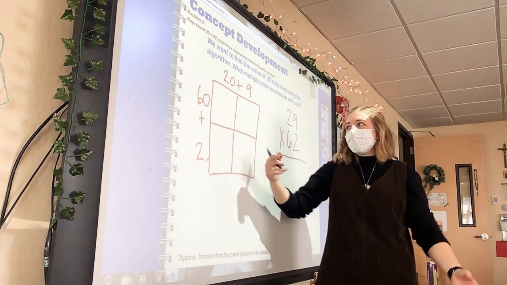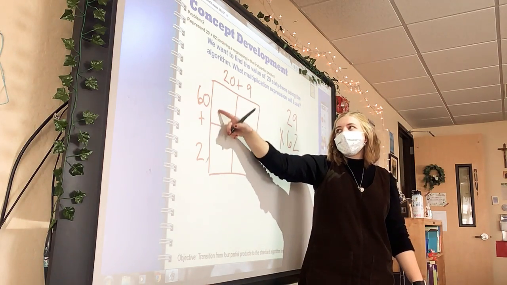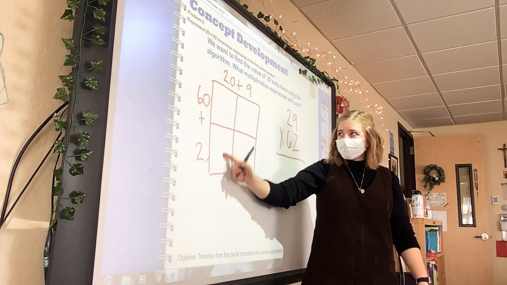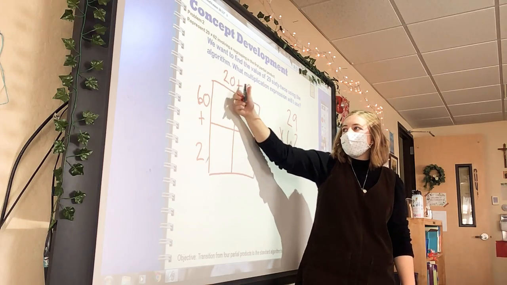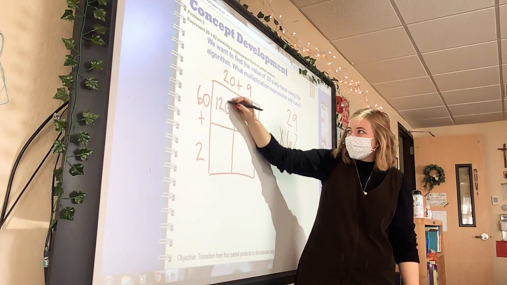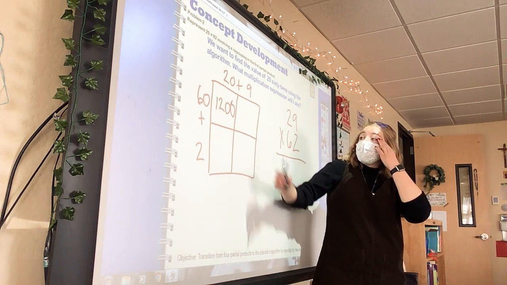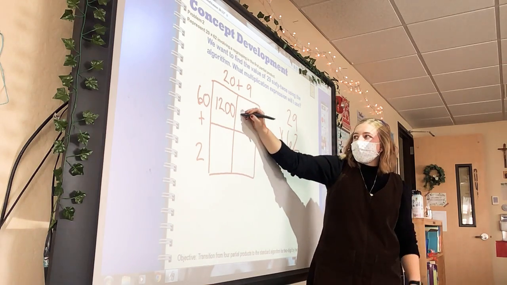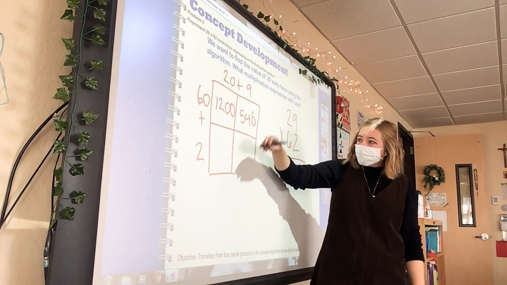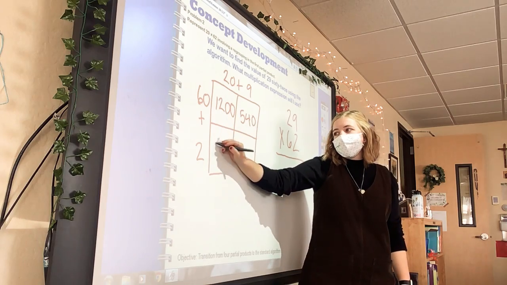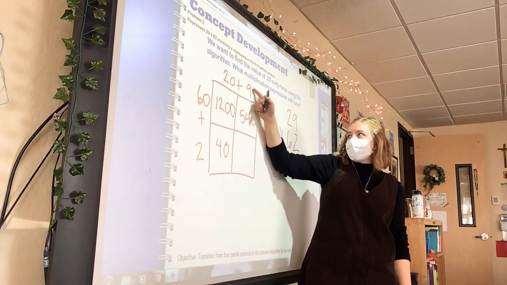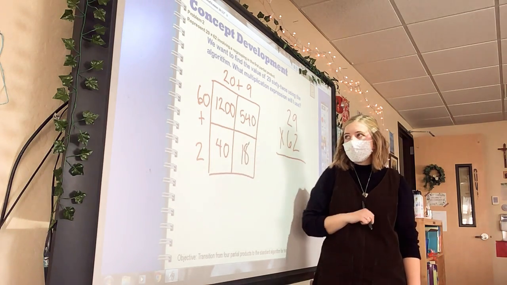So, as we know, we multiply length times width to get this box, this box, this box, and this box. So 60 times 20, I get 1,200. 60 times 9, I get 540. 2 times 20, we know that is 40. And 2 times 9, we know is 18.